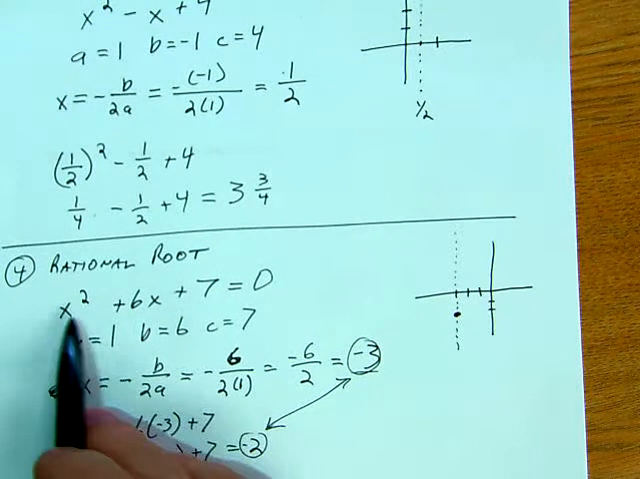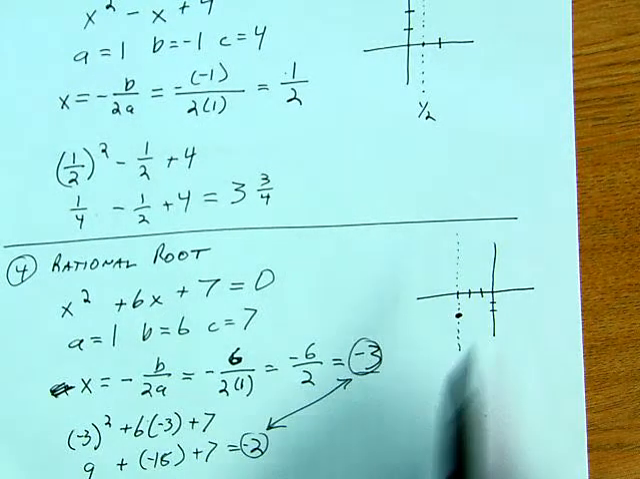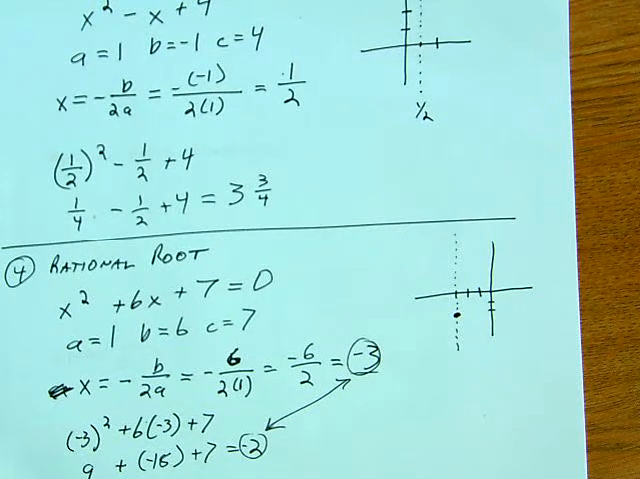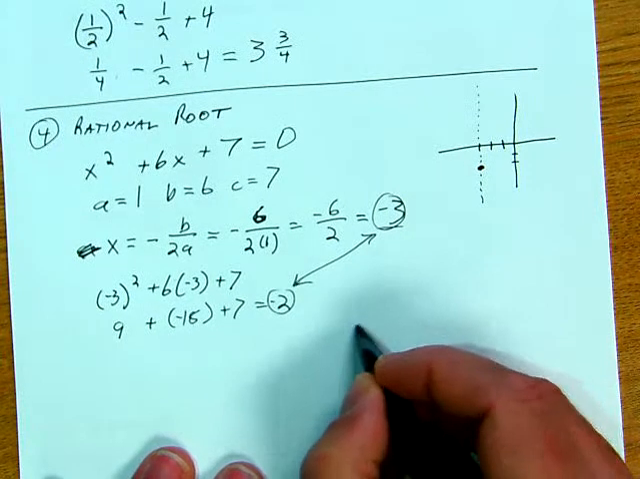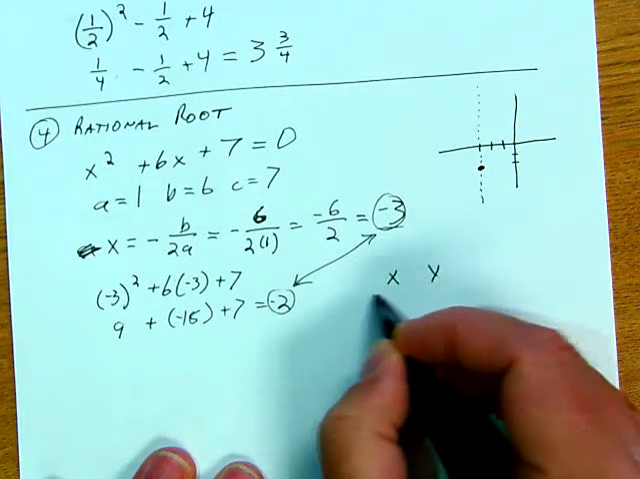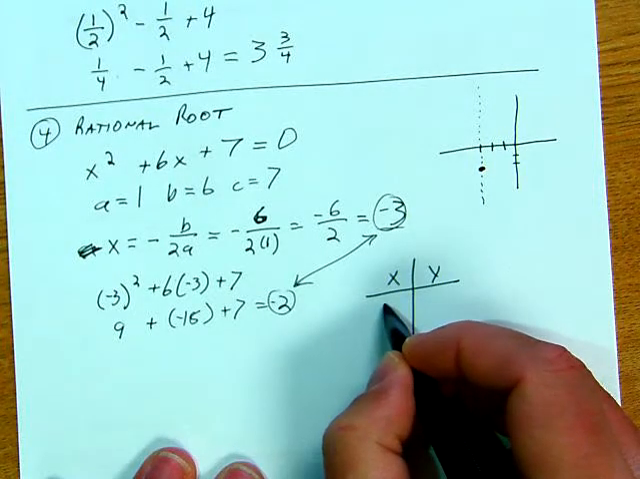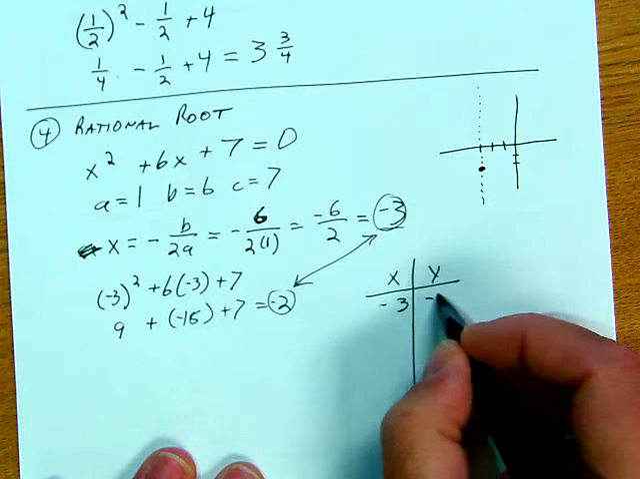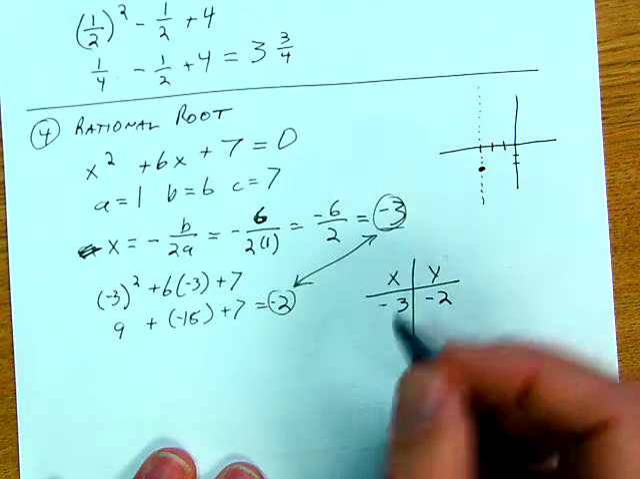Well, I know that this is a positive a value, so I know it's going to open up. Okay? So let's just take an example here. Let's say we use, in our chart, let's use the following chart. Let's go with x and y. And we know that our vertex is negative 3, negative 2. And let's go left a couple.